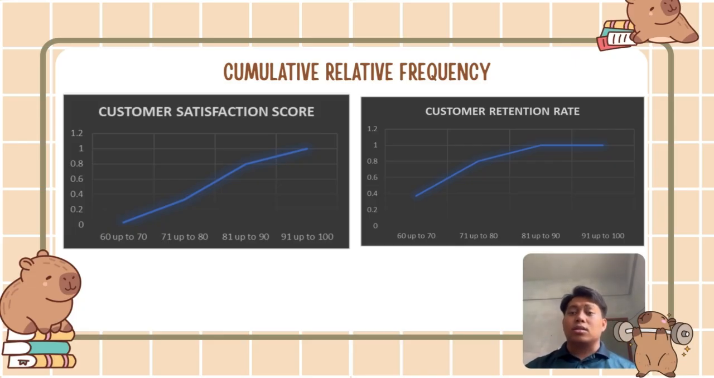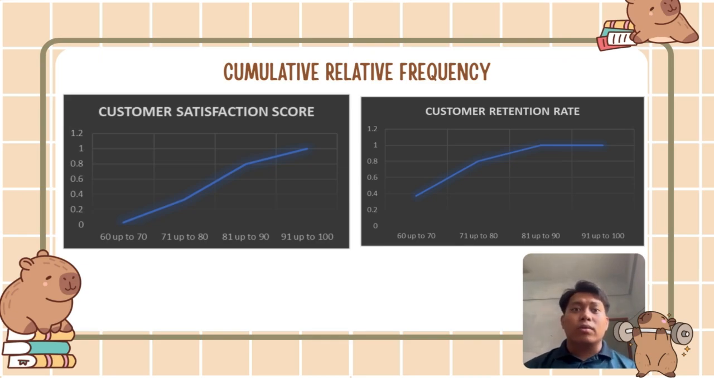It shows a 0.34 difference between the cumulative relative frequencies for 60 up to 70%. As for 71 up to 80%, the satisfaction score shows 0.33 cumulative relative frequency. On the other hand, the retention rate has 0.8 cumulative relative frequency. It shows a 0.47 difference between them.